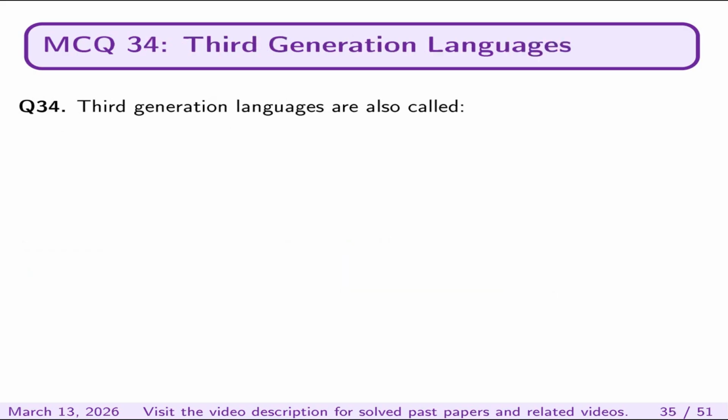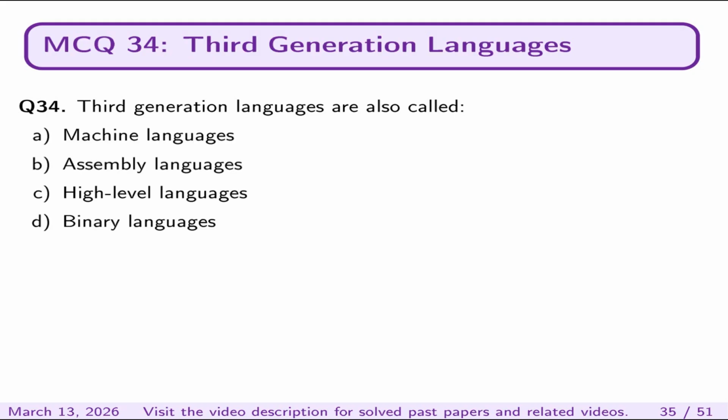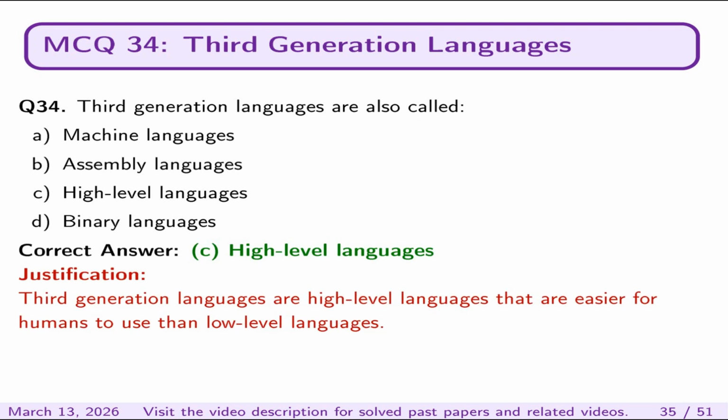Question number 34. The third generation languages are also called: machine language, assembly language, high-level languages, binary language? The correct option is high-level languages. Third generation languages are high-level languages that are easier for humans to use than low-level languages.